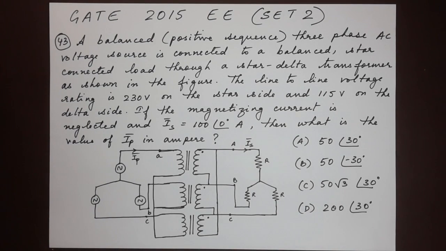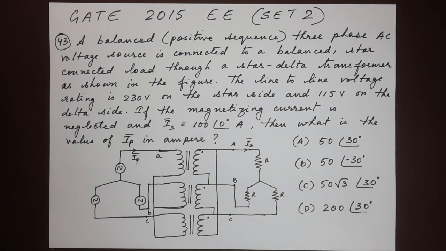Here's the next question, number 43. A balanced positive sequence 3-phase AC voltage source is connected to a balanced star-connected load through a star-delta transformer as shown in the figure. The line-to-line voltage rating is 230 volts on the star side and 115 volts on the delta side. If the magnetizing current is neglected and IS equals 100 angle 0 amps, then what is the value of IP in ampere? Alright, so a whole lot of information.